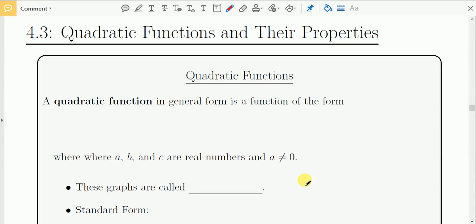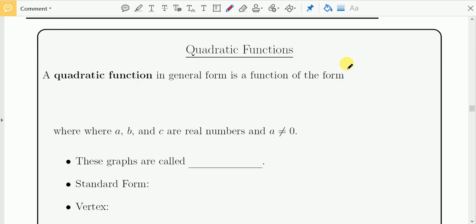In this video, we'll go over section 4.3 and 4.4. So 4.3 is about quadratic functions and their properties. Now, the quadratic functions in general form should have the following format: f of x equals ax squared plus bx plus c. Quadratic meaning that the highest power is the square, or the parabola, and make sure that a, the coefficient in front of the x squared term, cannot be 0, and the graphs are called parabolas.